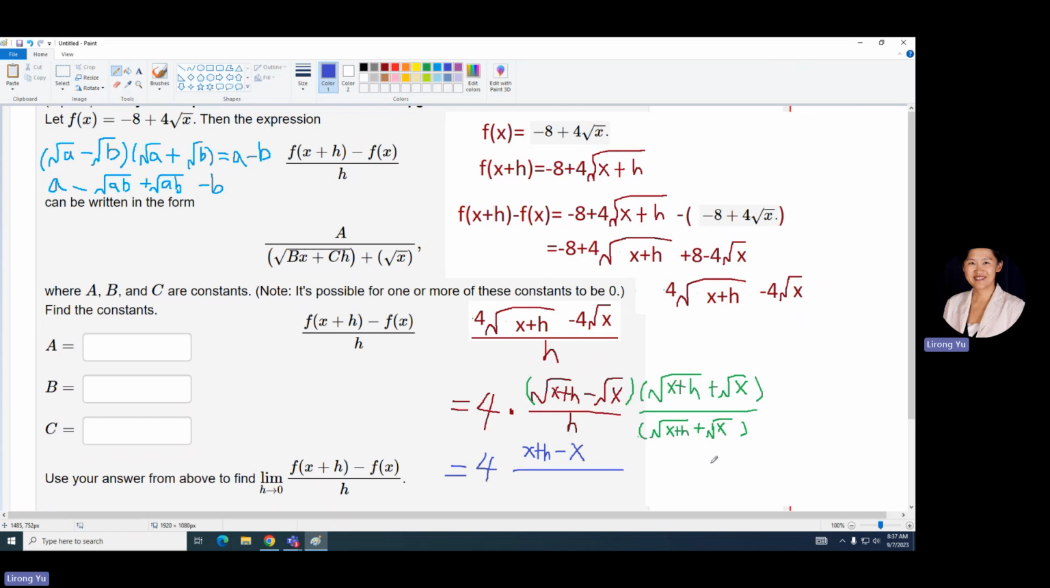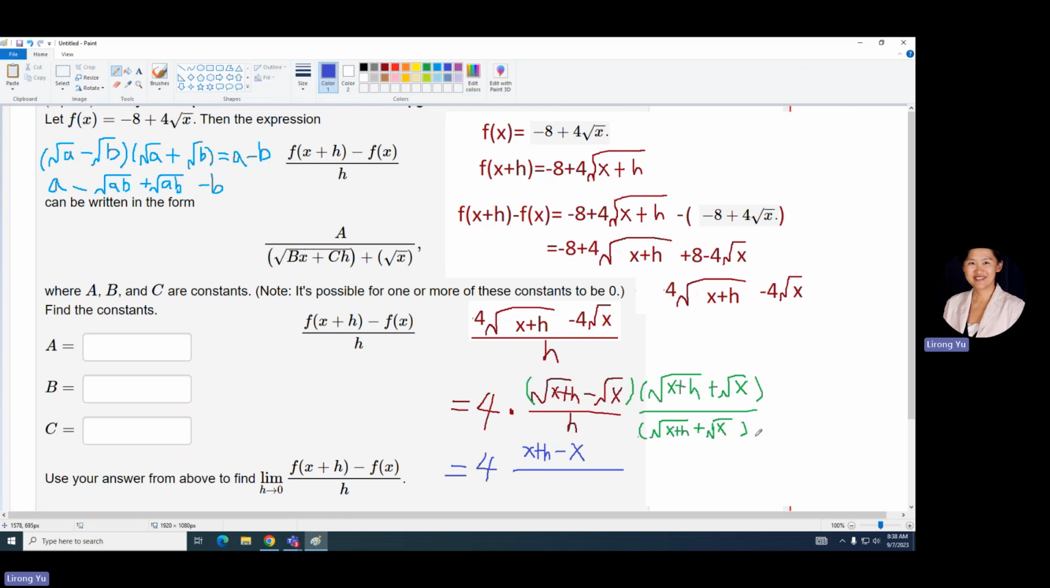So after you multiply the numerator part, there's no more roots, and also we have x plus h minus x, and the x minus x obviously equals 0, so you only have h left, and that is the nice part of it. That's the whole reason, because we want to cancel the h in the denominator. Now you have the h in the numerator.